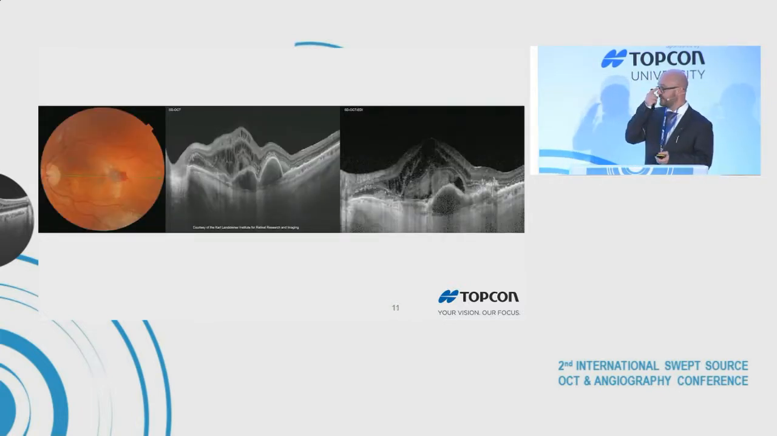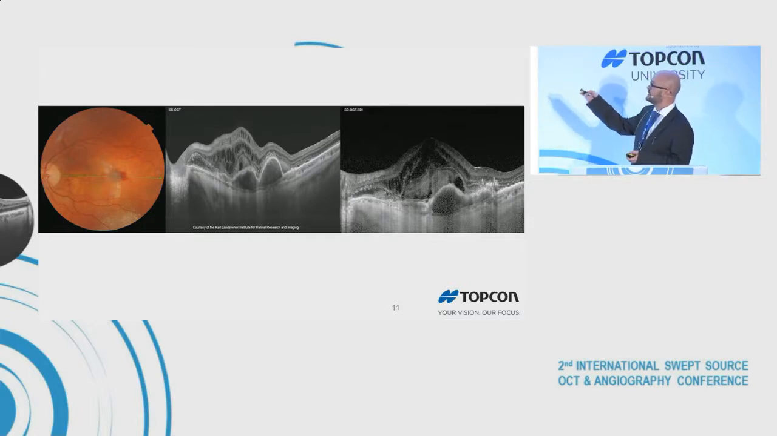So here you have a patient with a hemorrhagic PED. And you can see the hemorrhaging, you can see the cystoid macular edema, and with swept source OCT, you can see right through the hemorrhaging, you can see right through the cystoid macular edema, and you can see right down to the choroidal scleral interface.